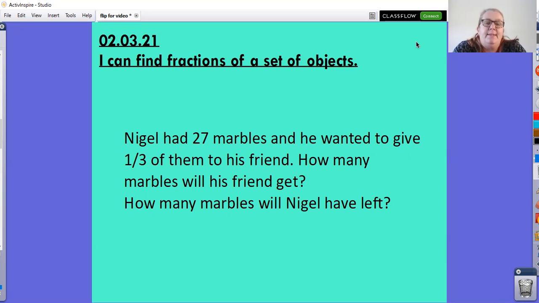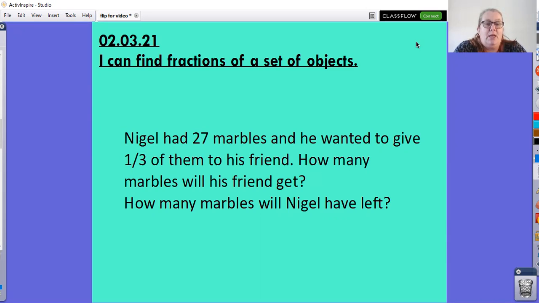Nigel had 27 marbles and he wanted to give a third of them to his friend. How many marbles will his friend get? And how many marbles will Nigel have left? So pause the video and have a go. Remember, the important thing with fractions is to draw it out in some way, have something visual to help you. So good luck, pause the video and then come back and we'll have a look at the question.